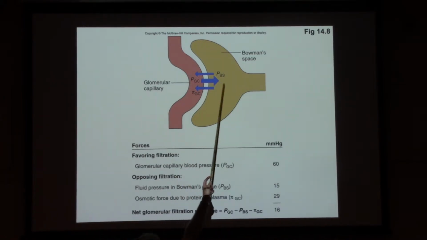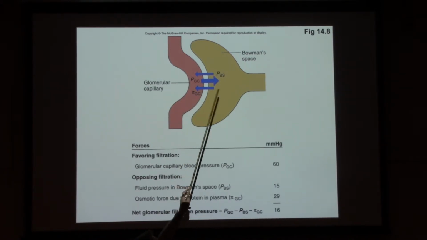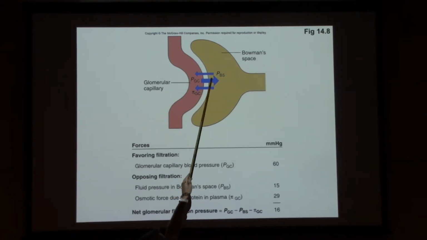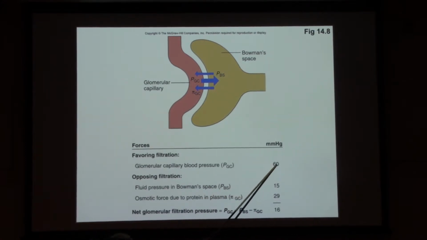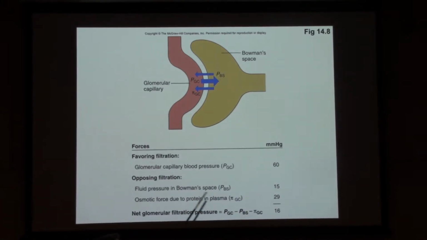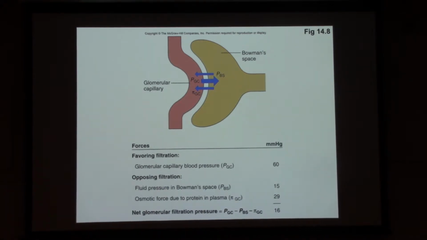All right, so here the blue arrows represent all these pressures. We've got the hydrostatic pressure due to the glomerular capillaries, the osmotic pressure due to the proteins that stay behind in the glomerulus, and hydrostatic pressure due to the fluid in Bowman's capsule. So we've got a positive 60 millimeters of mercury for that blood pressure, minus 15 millimeters of mercury for the fluid pressure in the Bowman's capsule, and minus 29 millimeters of mercury for osmotic pressure. Add all those together. I think it's super confusing how to use pluses and minuses, but it comes out to a positive 16 millimeters of mercury as a filtration pressure.